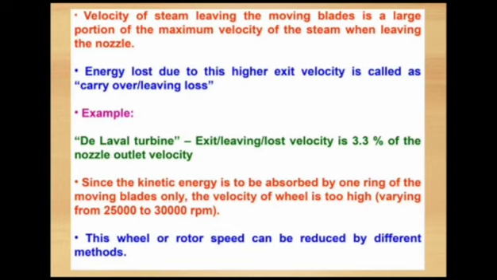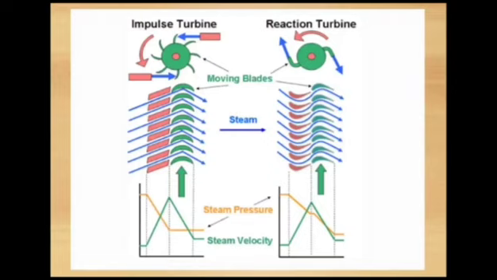The wheel or rotor speed can be reduced by different methods. This is a diagram for impulse and reaction turbine. There are differences in moving blades.